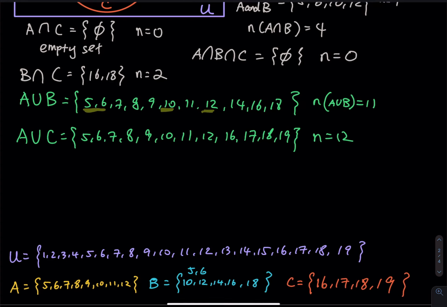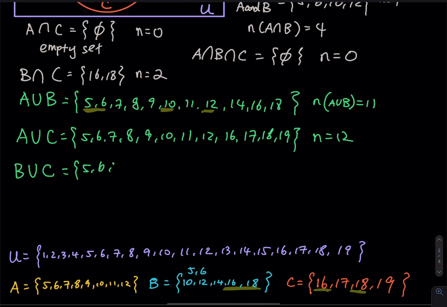The next one is B union C. B and C, do they share any numbers in common? The answer is yes. They share the 16 and 18 in common. So when you write the 16 and 18, be careful. Do not repeat them.